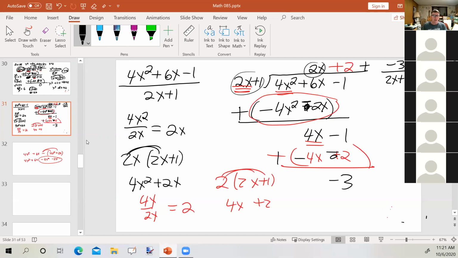And I don't know about WebAssign, but the author of the book writes it as the answer plus the remainder. So I'm suspecting WebAssign will do that. In other words, you could write minus 3 over 2x plus 1, but I think we're going to go with plus, and then if it's a negative number, that. Okay? All right. So get through that first part, monomial divided by monomial, polynomial divided by monomial.